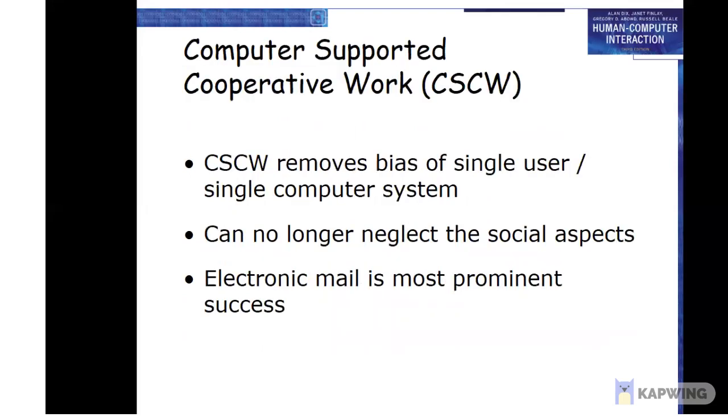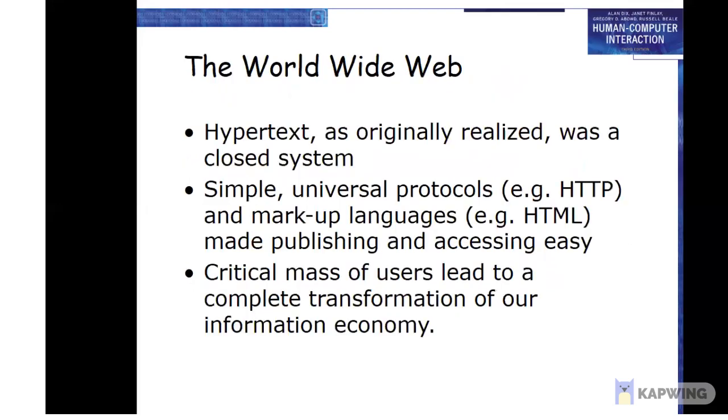Computer supported cooperative work, CSCW, removes the bias of a single user or single computer system and can no longer neglect the social aspects. Electronic mail is the most prominent success that uses CSCW. Then the World Wide Web: hypertext was originally realized as a closed system. A universal protocol, HTTP, and a markup language, HTML, made publishing and accessing easy. A critical mass of users led to the complete transformation of our information economy.